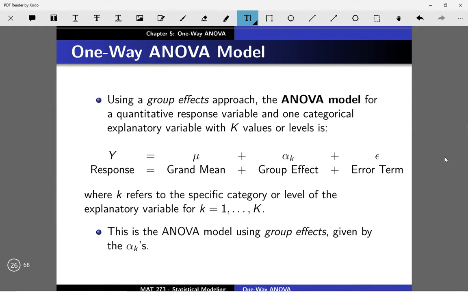So essentially in words, we're assuming each response is equal to an overall grand mean, which is the same for each observation, plus a group effect, which is the same for observations within each group, and then an error term, which is specific for each observation.